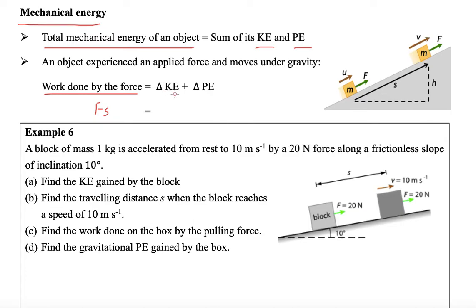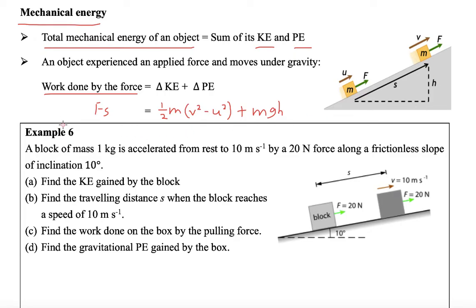And the energy gained by the block due to this applied force would be the change in KE plus the change in PE. The change in KE can be represented by 1/2 m (v squared minus u squared), because the change in KE is 1/2 m v squared minus 1/2 m u squared, where v is the final velocity and u is the initial velocity, plus the change in PE, which is the change in gravitational PE, and is mgh. Remember, this is not s, this is h, because we are talking about the change in the vertical position, the height.